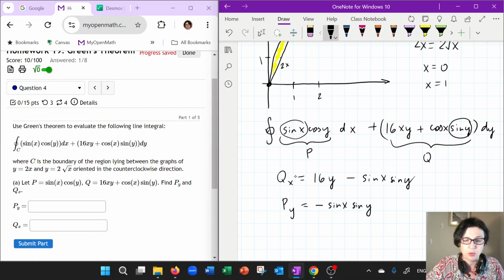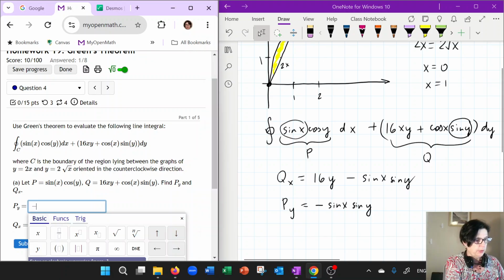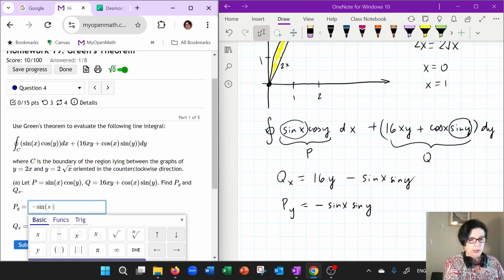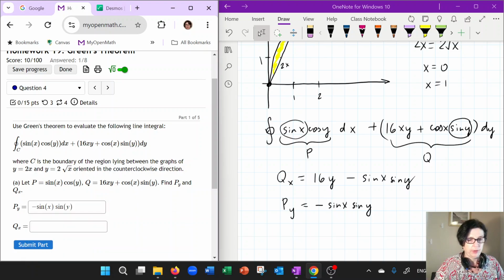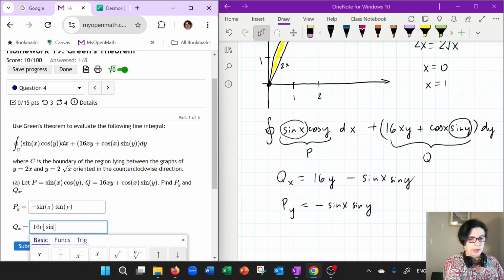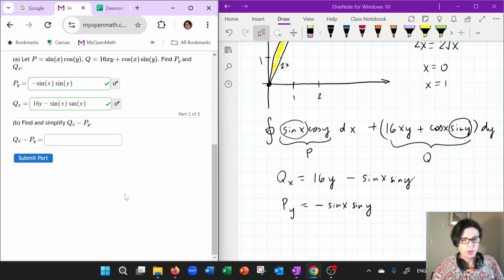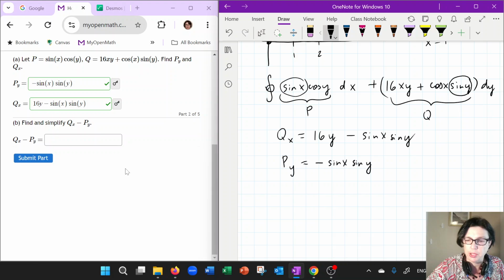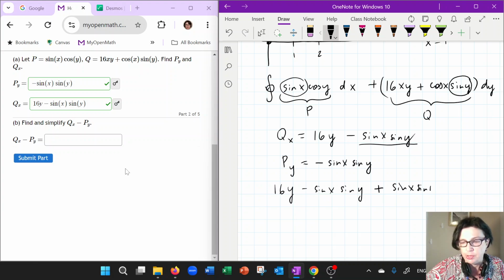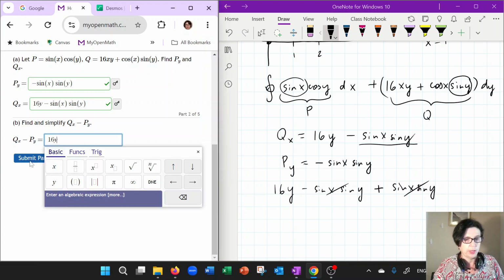Now when we subtract these two, let me fill this out right here. Q with respect to x is 16y minus sine x sine y, and P with respect to y is negative sine x sine y. When we subtract them, the good news is that this term will cancel, right? Because you're taking 16y and then subtracting P with respect to y according to Green's theorem, which will become a plus sine x sine y. So that will just cancel out, yay. So all we will need to integrate is just 16y.